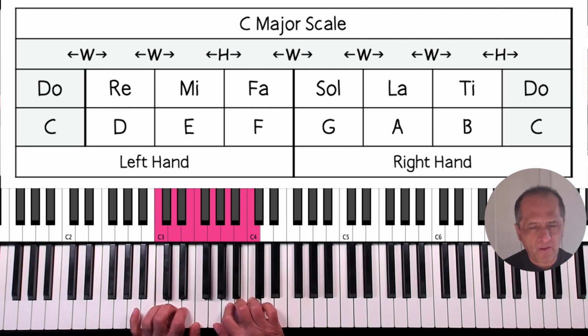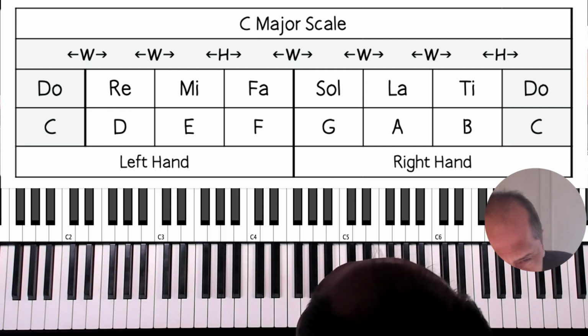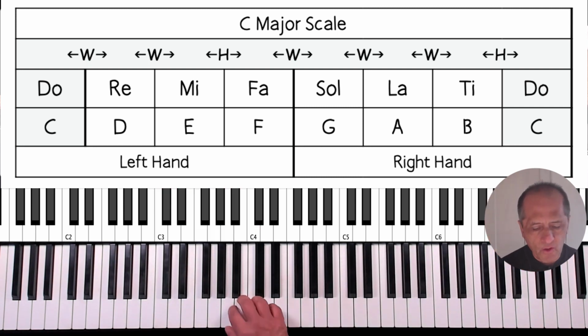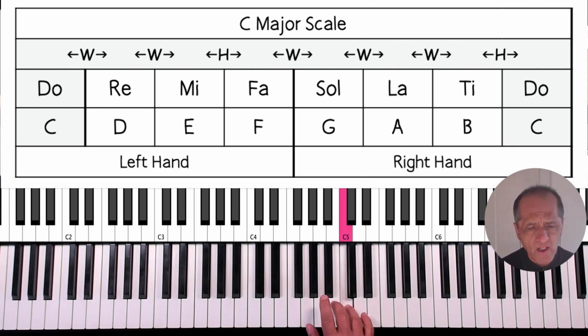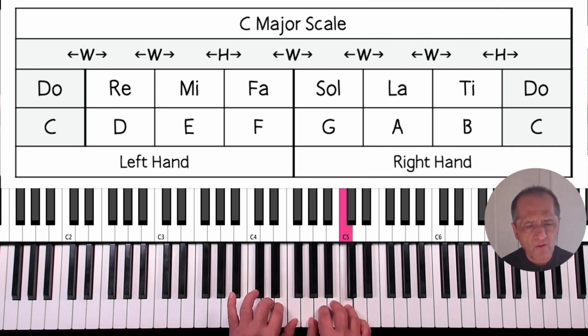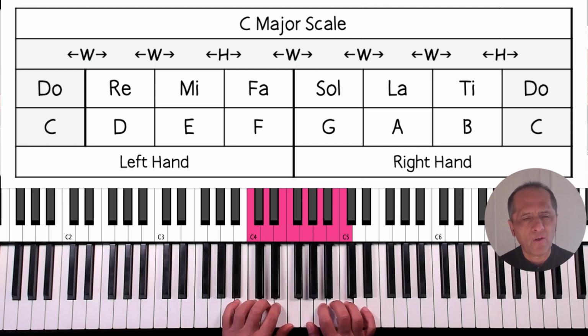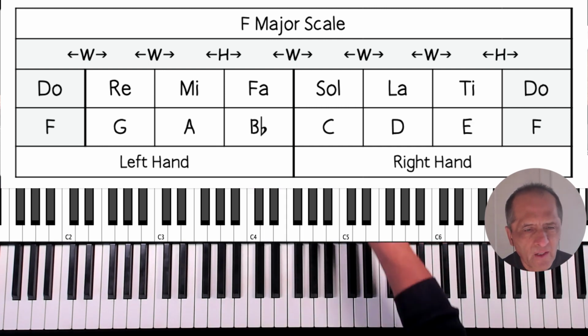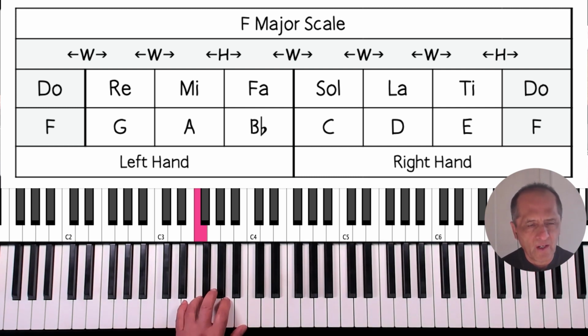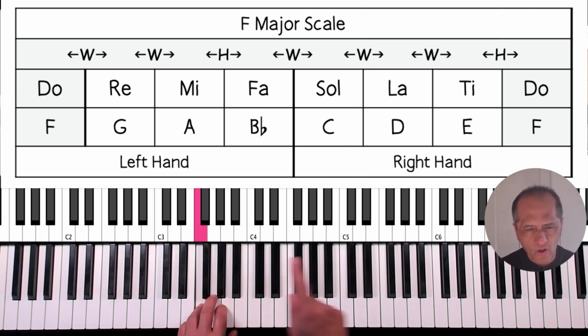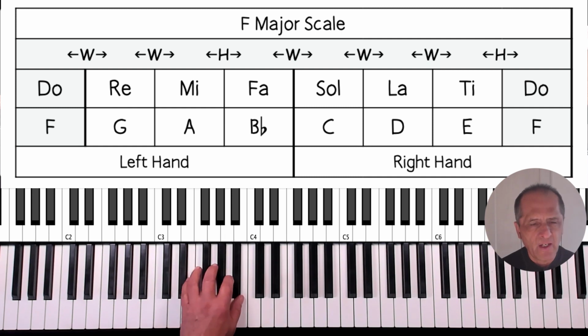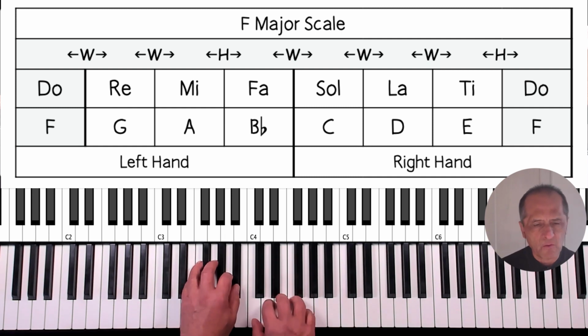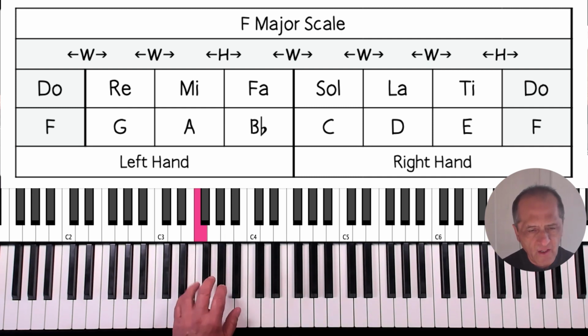How about this? Of course, this is just the beginning, and we're also going to go descending. Do, ti, la, sol, fa, mi, re, do. Perfect. Let's do a few. Let's start in F. We play F, and if you get lost, you have the letter names here. We're going to sing and touch the keyboard, and only play at the very end.